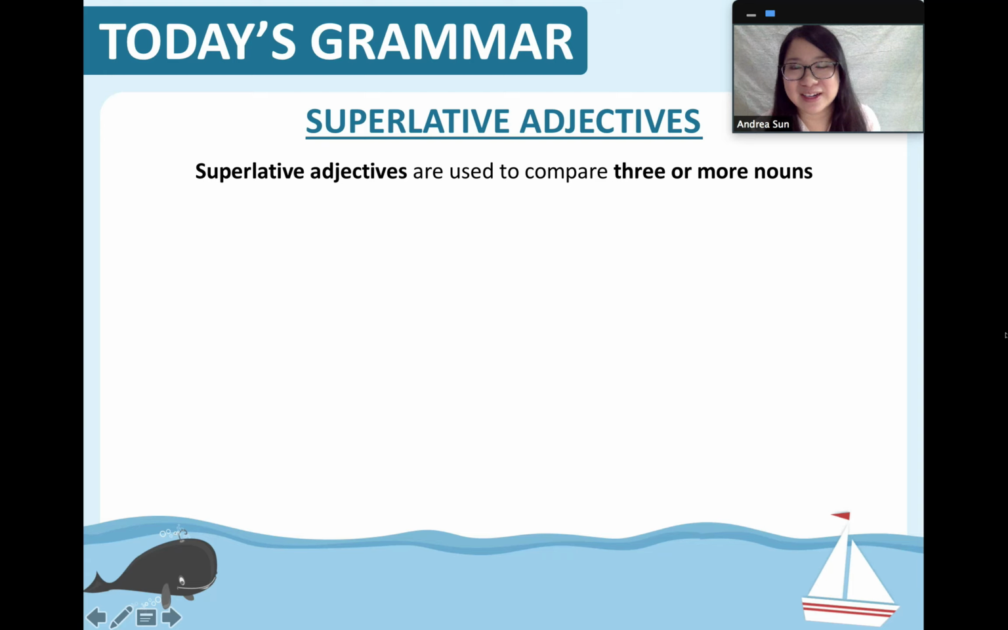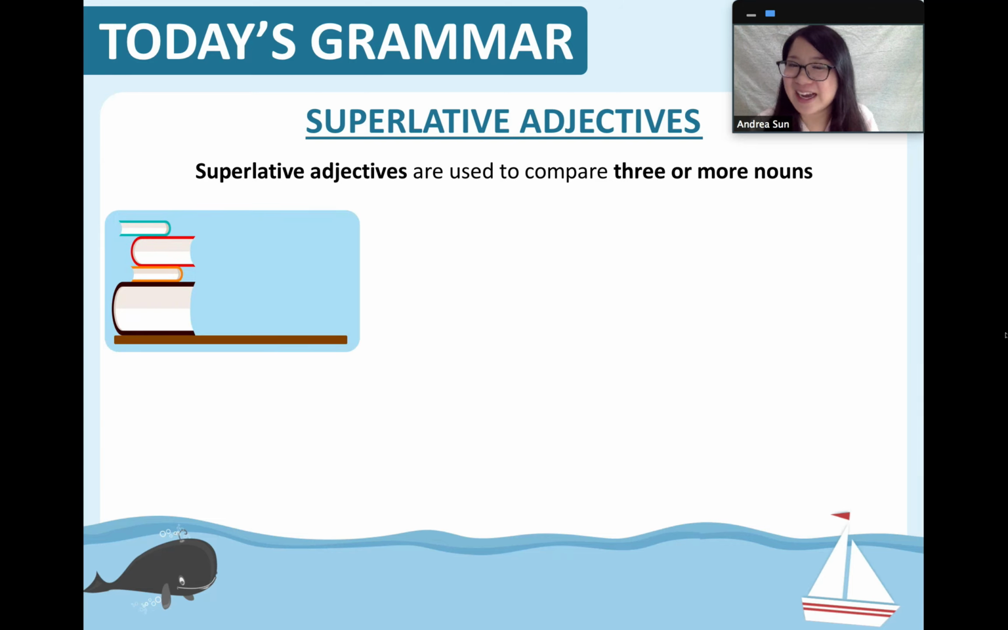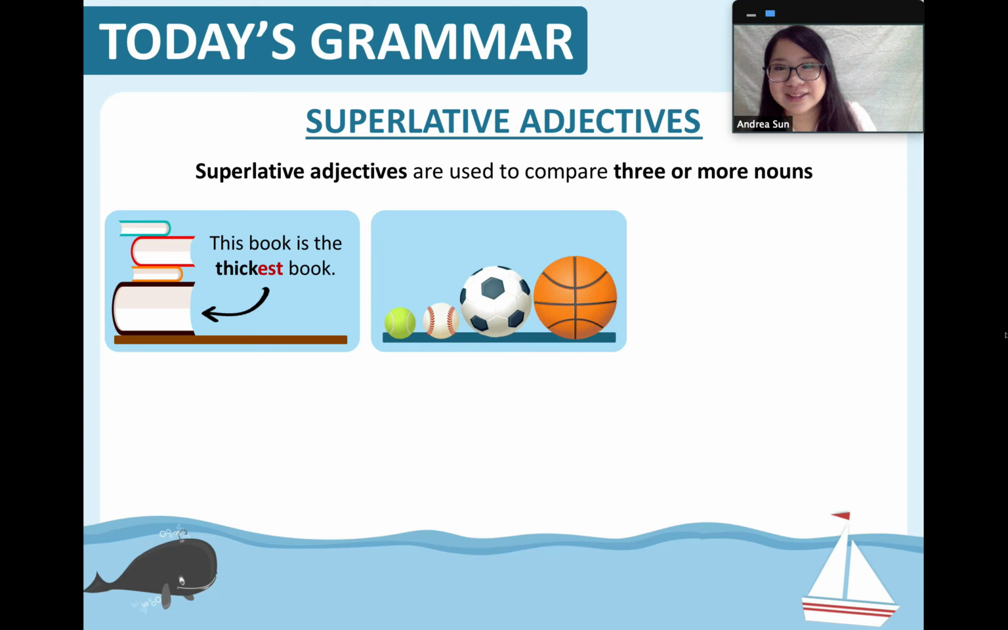Today we're going to learn about superlative adjectives. Superlative adjectives are used to describe 3 or more nouns. Let's look at some examples. Take a look at these books. They are different. How about the black book? How can we describe this book? The black book is the thickest book. Thin, thick. In the sentence, we are saying this book is the most thick.